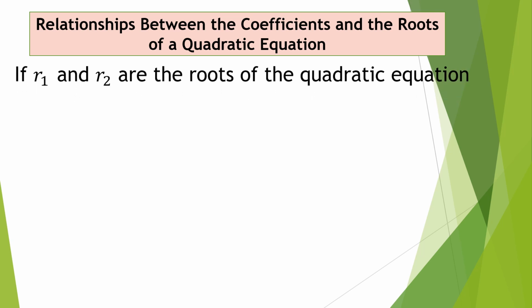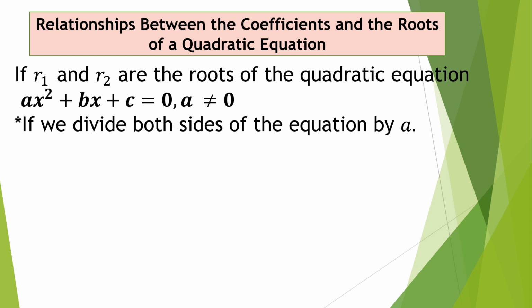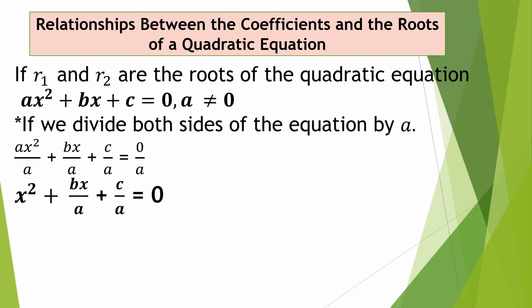Now, if r1 and r2 are the roots of the quadratic equation, all you have to do is, by the way, I would like to remind first that your equation should be in standard form equals 0. And of course, after that, let the numerical coefficient of the quadratic term be equal to 1. So to make the numerical coefficient of the quadratic term equal to 1, we have to divide both sides of the equation by a, and thus x squared plus bx over a plus c over a is equal to 0. So take note, notice that the numerical coefficient now of the quadratic term is equal to 1.